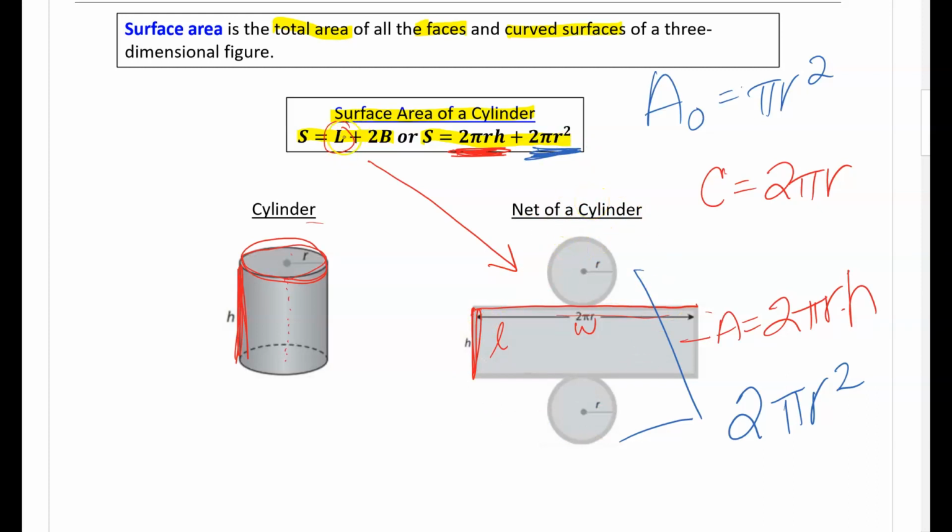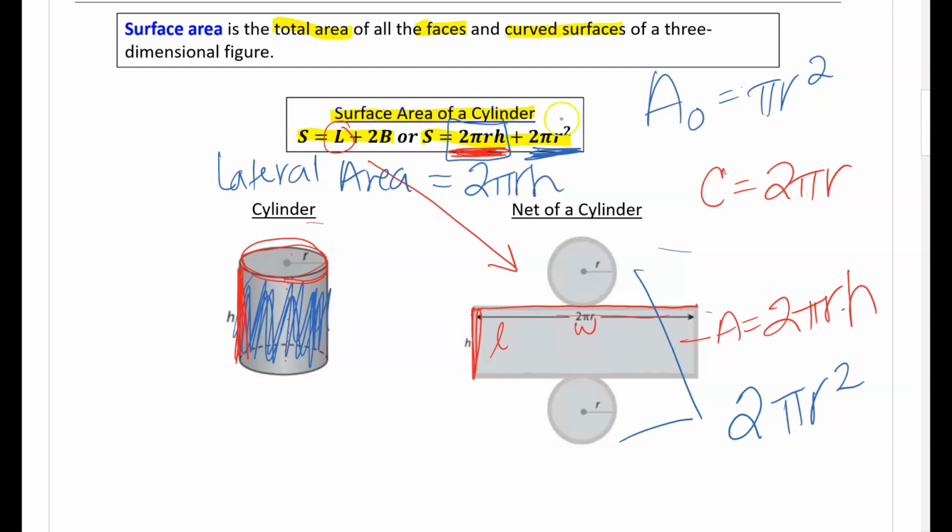But like I said, this L stands for lateral area. And lateral area is basically just the sides of the cylinder. So if I were to just take the sides here of the cylinder, that's the lateral area, not including the two bases, okay? And then the full surface area would include the two bases as well, okay? So thinking on that, then you have the surface area formula, and lateral area formula would just be the beginning part, the 2 pi r h. So lateral area is 2 pi r h, and then the full surface area is 2 pi r h plus 2 pi r squared, okay?